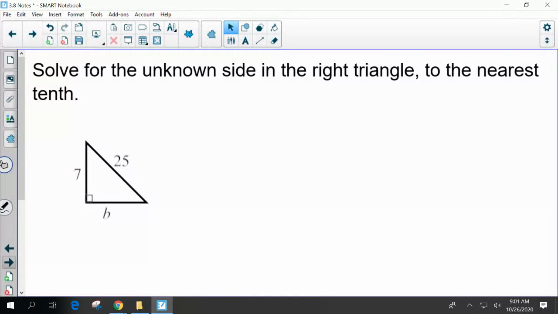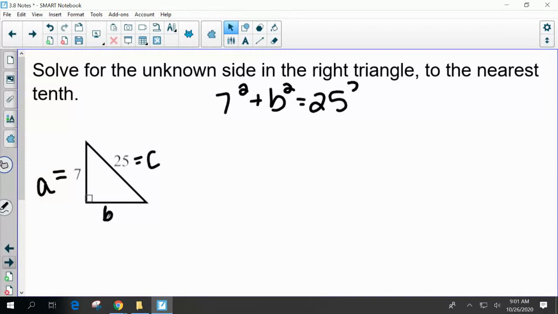Okay, I want you to pause your video and try this problem. All right, so we are missing b, and a equals 7, and c equals 25. So 7 squared plus b squared equals 25 squared.